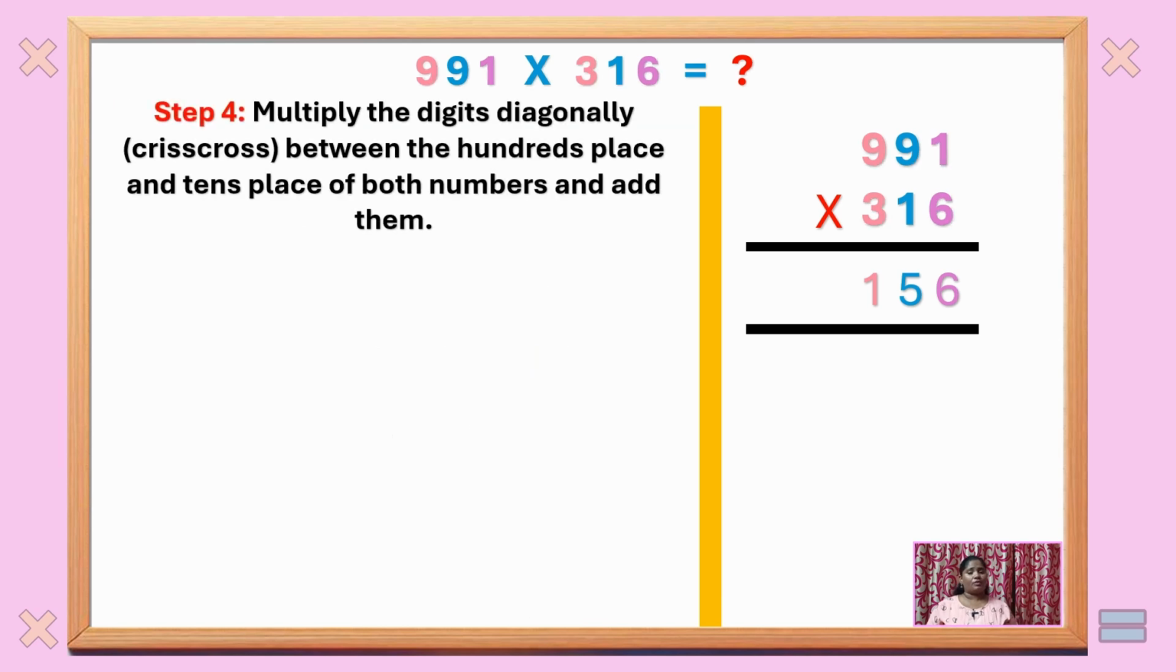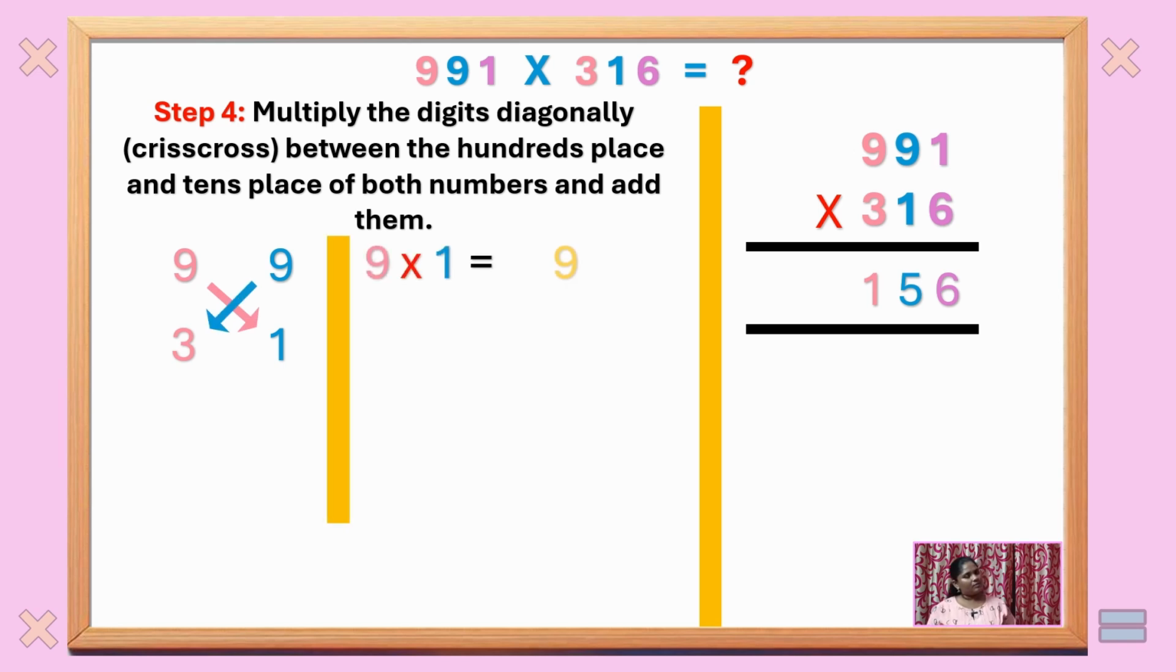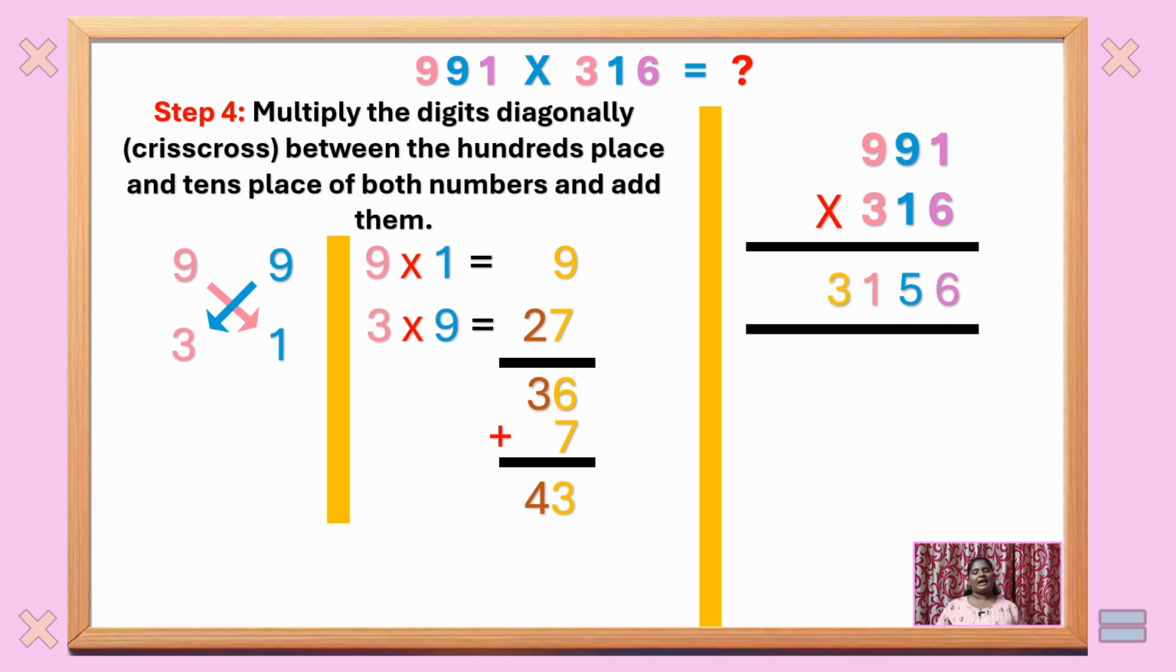Let's do rule number 4, which is the cross multiplication of the numbers which are in hundreds and tens place. 9 ones are 9, 3 nines are 27. When we add both the numbers, it is 36. And we have a carried number which is 7. So 36 plus 7 equals 43. So again 4 will be carried and 3 will be put beside the 1.